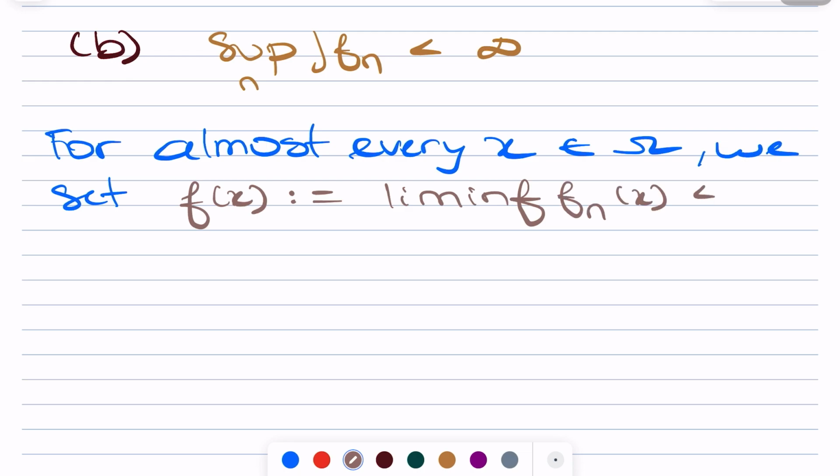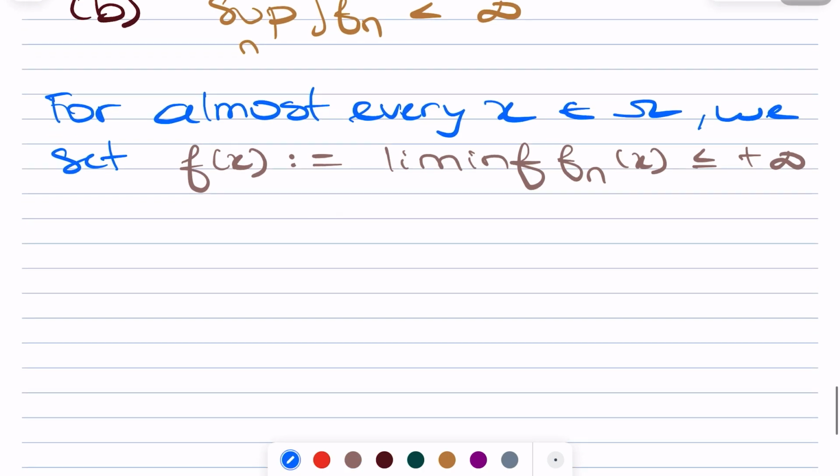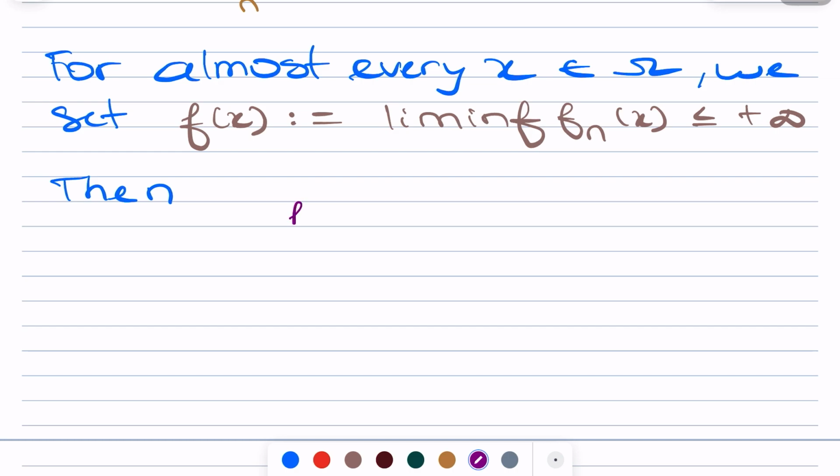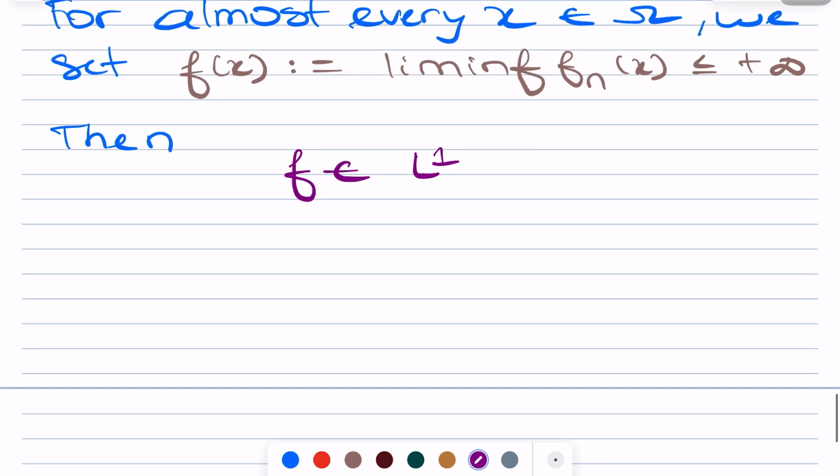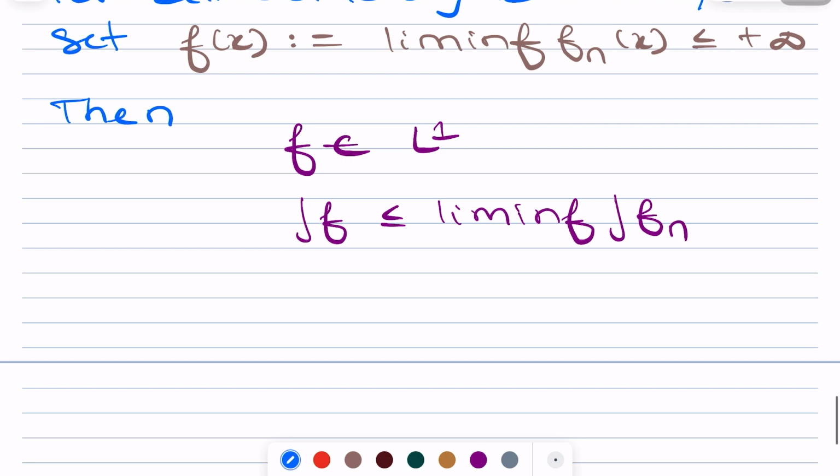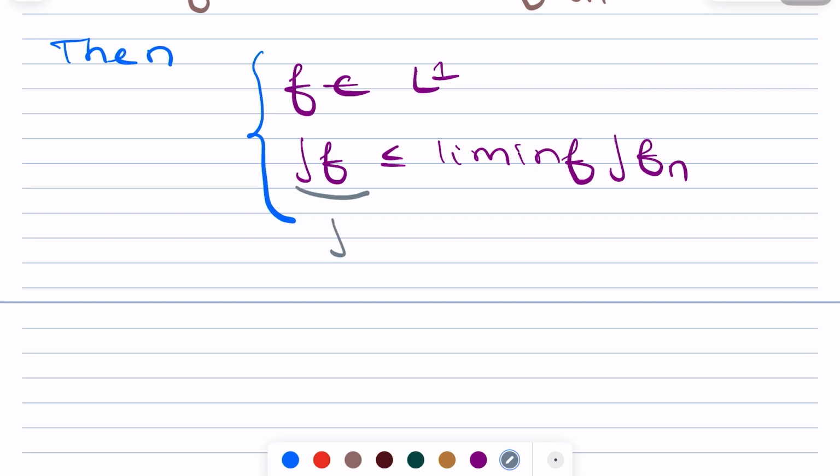So then, if A and B are satisfied, then f is in L1. So the lim inf of the Fn of x is in L1, and the integral of f is less or equal than the lim inf of the integral of Fn. Remember that this is just a short notation for the integral of the lim inf of Fn, d mu.